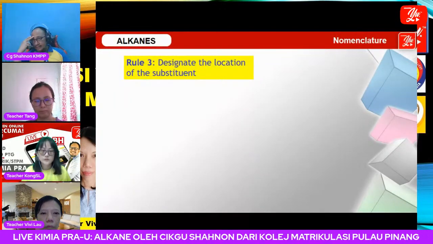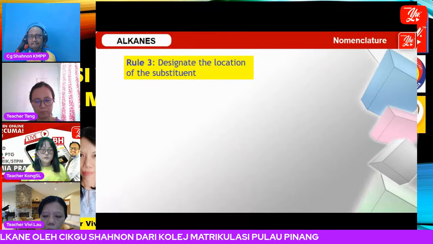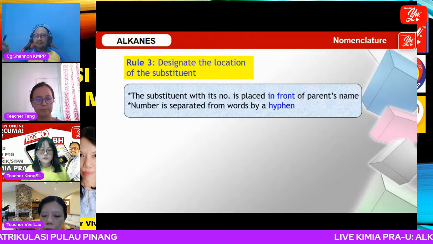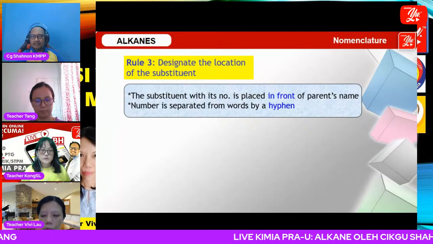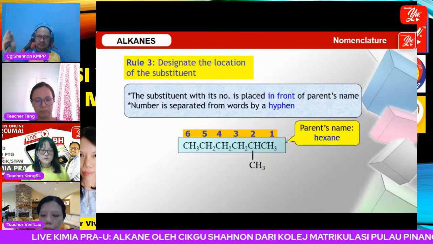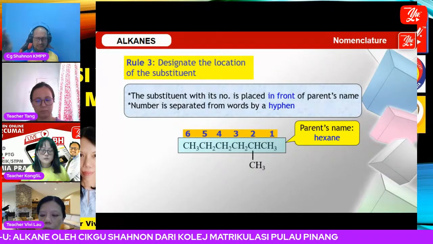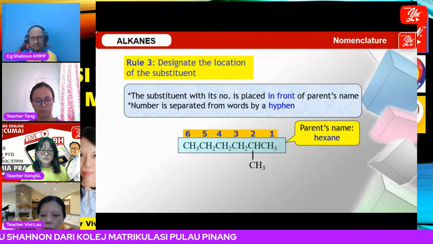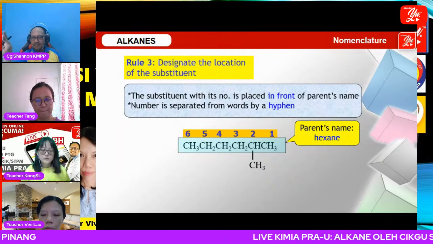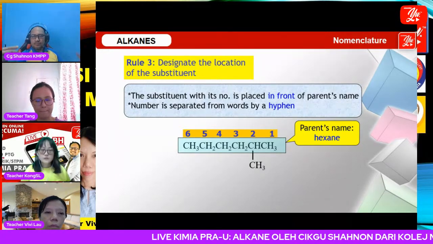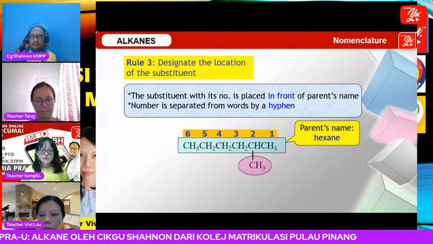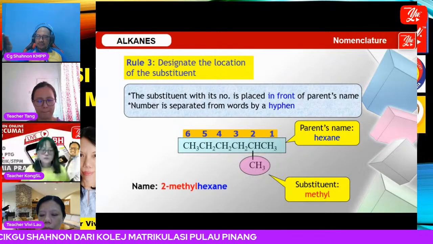Rule number 3, designate the location of the substituent. The substituent with its number is placed in front of the parent's name. Numbers are separated from words by a hyphen. So we already know the longest continuous chain is 6 carbons, and the name for the parent chain is hexane. And then we already located the number of the substituent, number 2, the smallest number. So the name for this compound is 2-methylhexane.